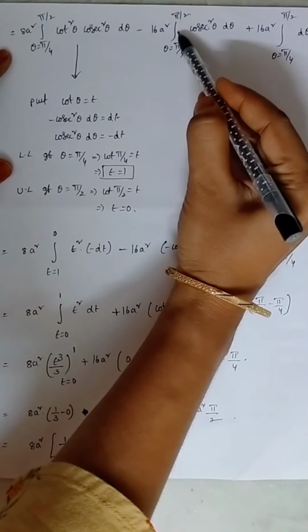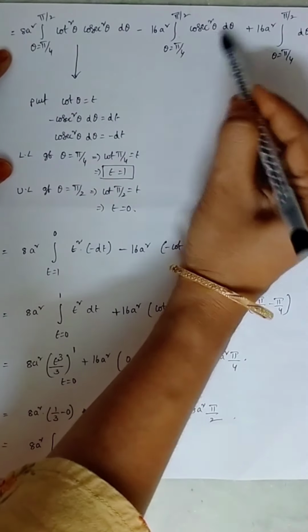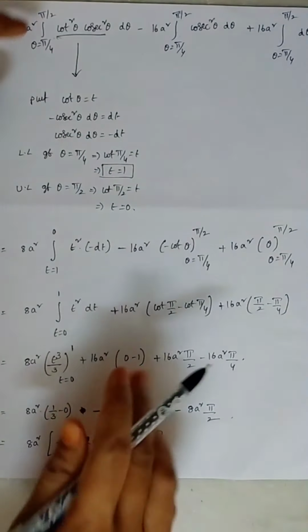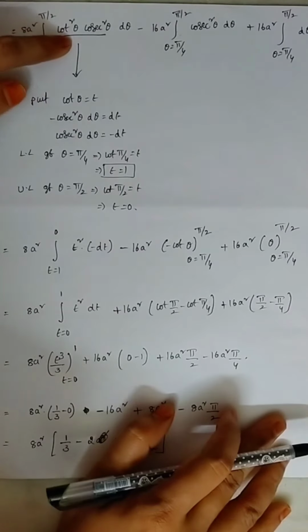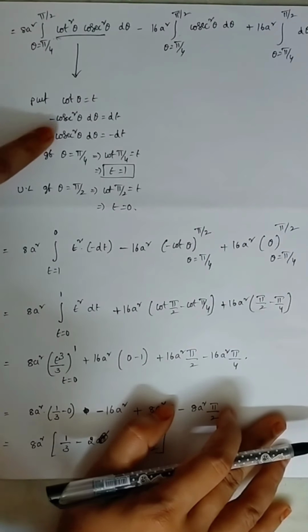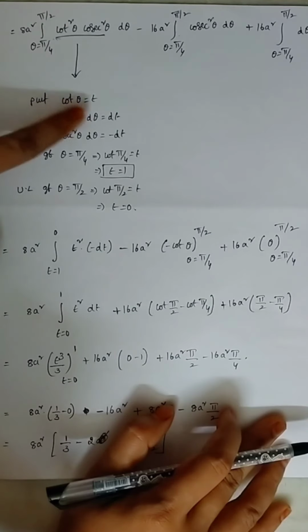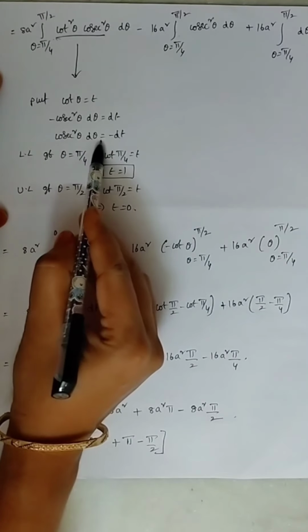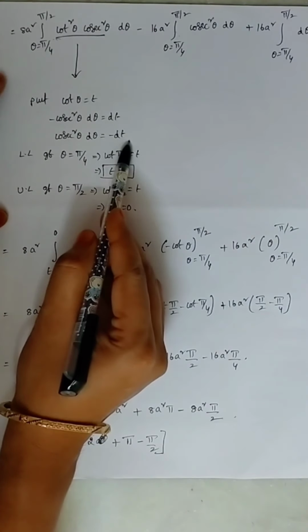We have the formula for the integral of cosecant square theta and the integral of d theta. We don't have this one directly. So to calculate this, we use the substitution method. Put cot theta equals t. Take the differentiation on both sides. The derivative of cot theta is minus cosecant square theta d theta equals dt. So cosecant square theta d theta equals minus dt.